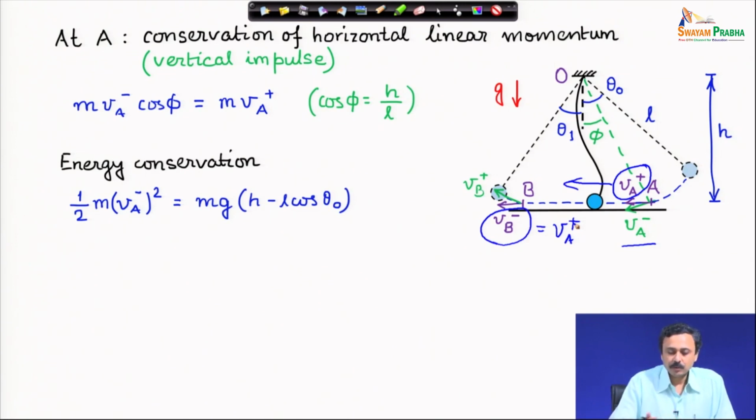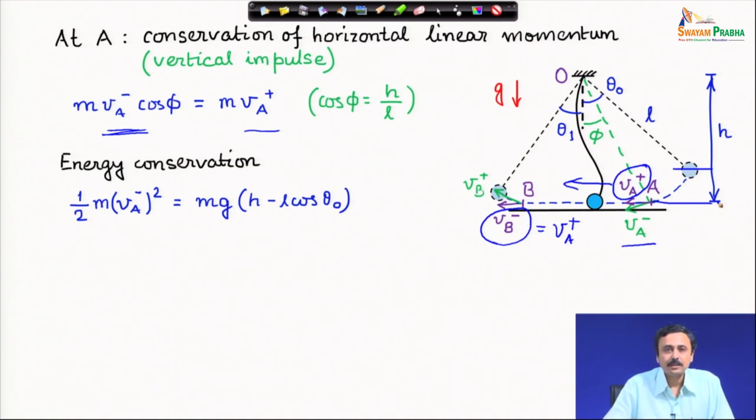Okay. Now, how do I calculate here V a minus? Because if I know V a minus, I can calculate V a plus from here. But what about V a minus? For that, I conserve energy from this state to this state, the bob of the pendulum starting from theta naught to reaching this angle phi.